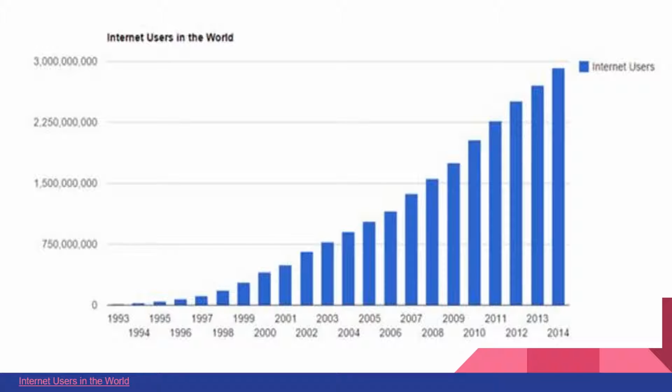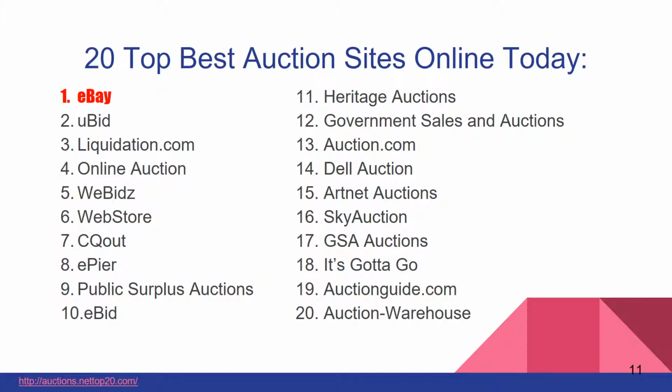We have about 3 billion internet users in the world, and the trend of this graph is going higher and higher. Everyone could be a buyer or seller. Because of them, there are auction sites online today. Let's see the top 20 best online auction sites. The statistics come from the ranking website named Top 20.